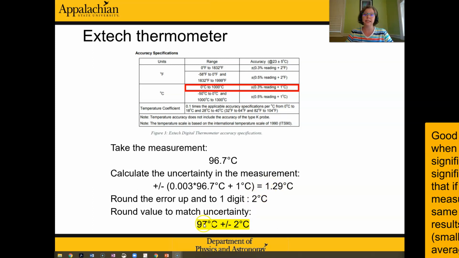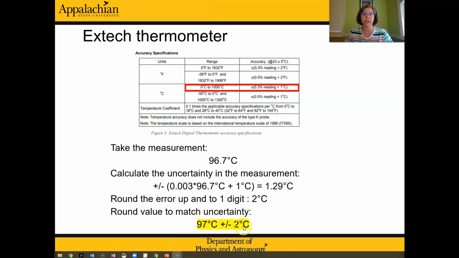So what I'm finding is that I can read 96.7, but I'm only confident that my reading is 97 degrees Celsius plus or minus 2 degrees Celsius.